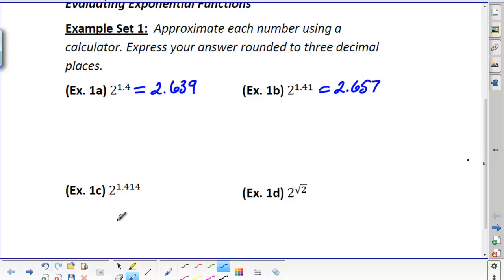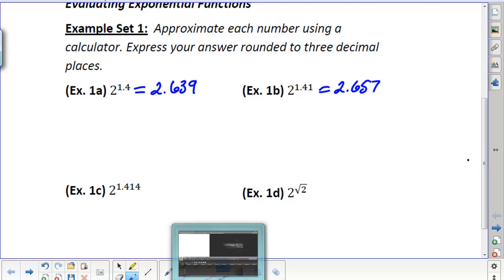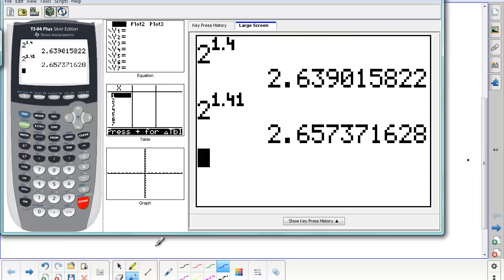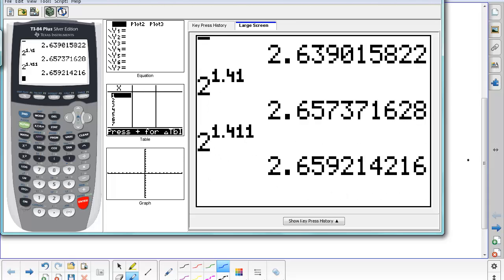And then notice 1c is 2 to the 1.414 power. So again, just recall that last calculation. We're going to add a 1 in there, like so. 2.659.